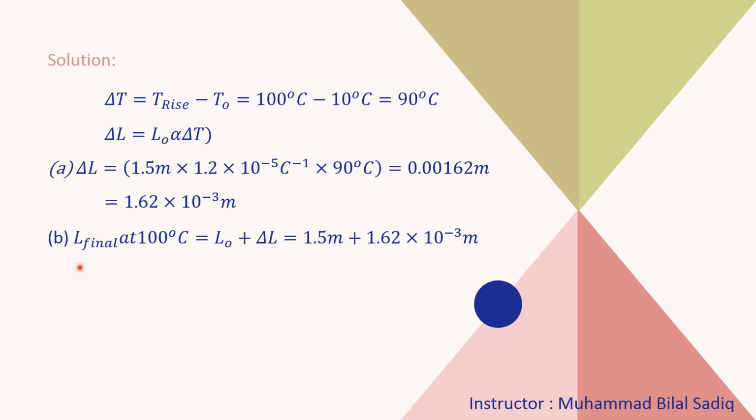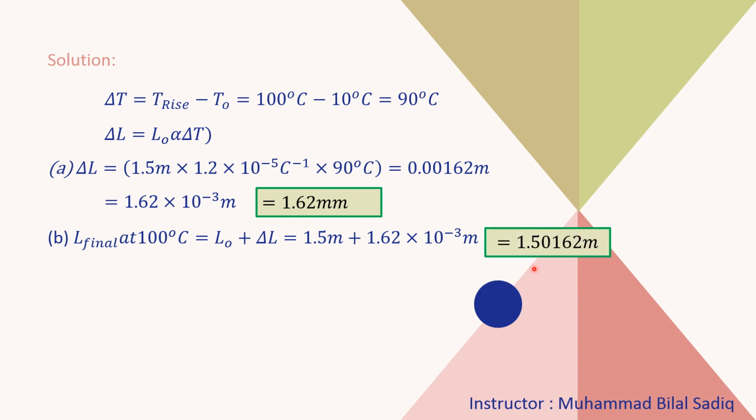In the next part, we need to calculate its final length at 100 degrees Celsius. So we know that total final length is equals to original length plus change in length. Okay, so original length 1.5 and change in length we just calculated. So the answer would be 1.50162 meters.